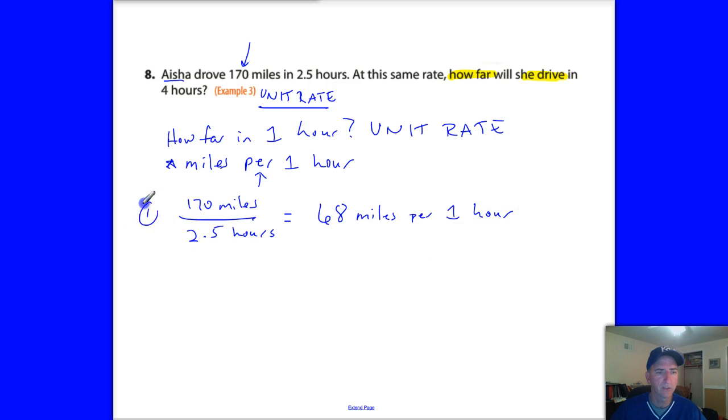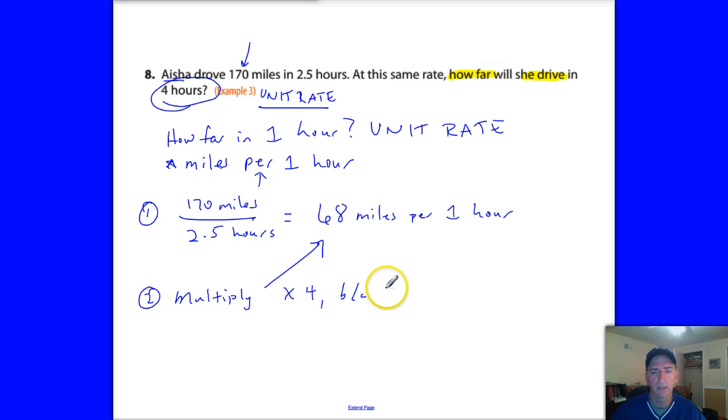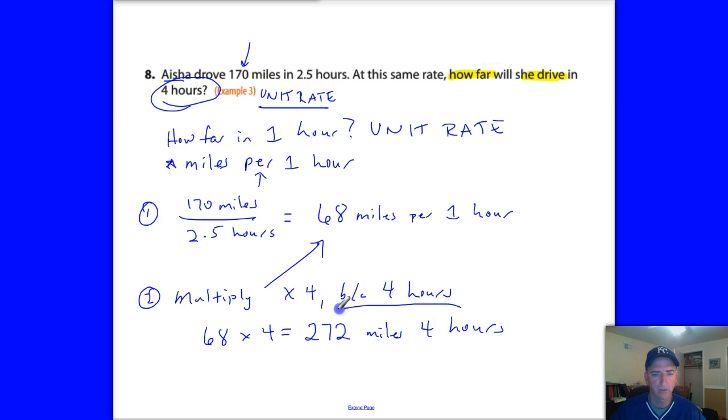So that's the first part, but it's not the answer to the question, it's a piece that we need. The second thing we want to do is multiply times 4, because the question asked you how far they go in 4 hours. So to finish it, we're going to go 68 times 4, which is 272 miles in 4 hours. And that's the answer to the question.